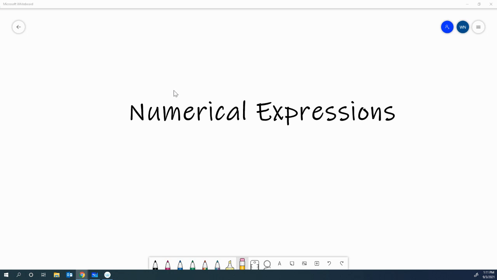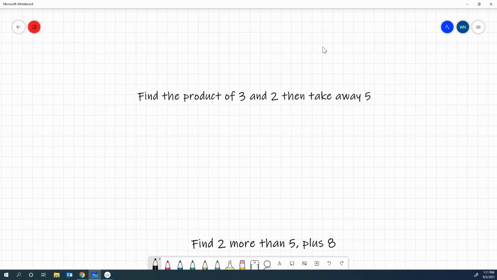This is going to be part 2 of numerical expressions. In part 1, we did the word problem aspect, like John has 3 cookies, he ate 1 and gave 1 to June. Today, it might be a little bit harder or a little bit easier, depending on how your brain works. Let's take a look at this very first one.